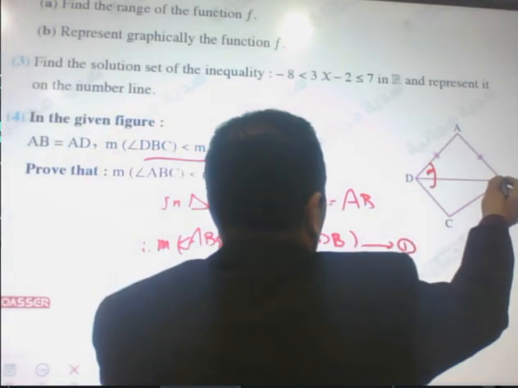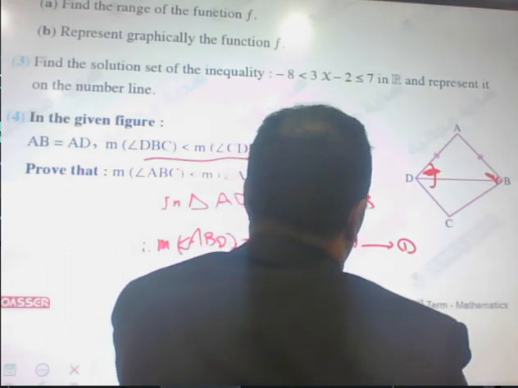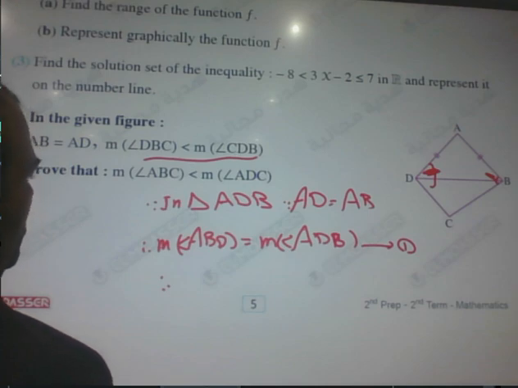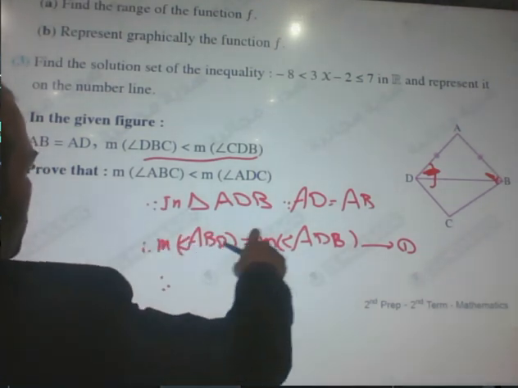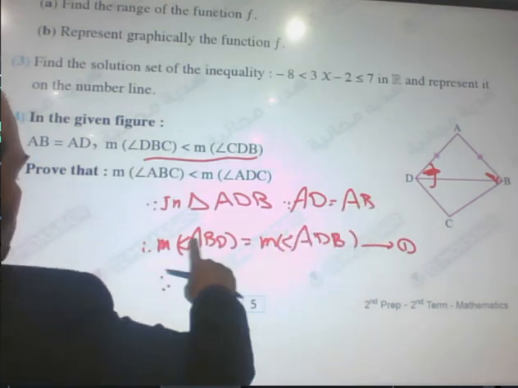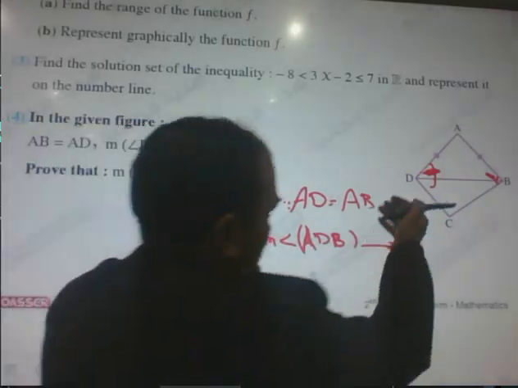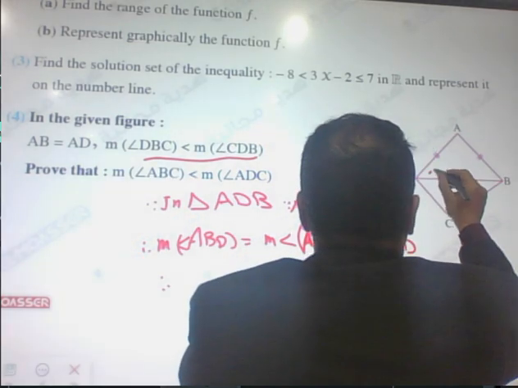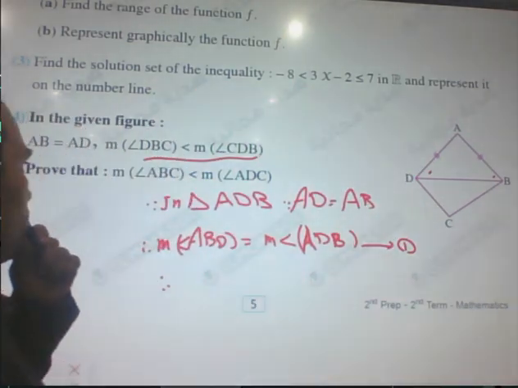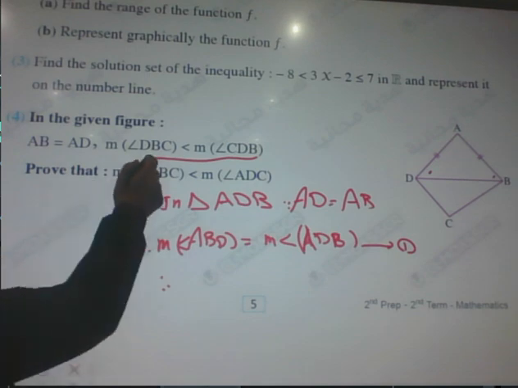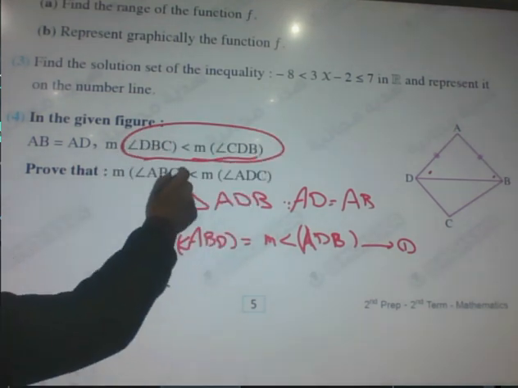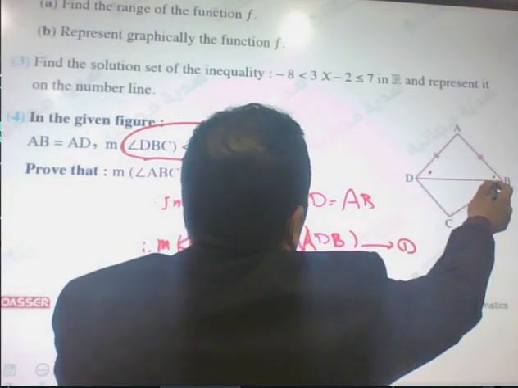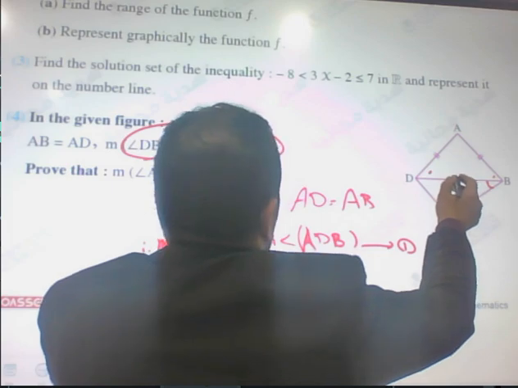Okay, my students, this angle equals this angle in measure. And he gives me ADB again. We have an isosceles triangle. Okay, in this triangle we have isosceles, AD equals AB, and the angles in the base are equivalent. This angle equals this angle. And what about the relation here? He gives me DBC, this angle here, less than this angle CDB.